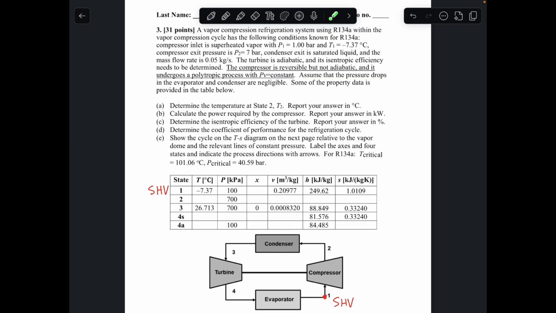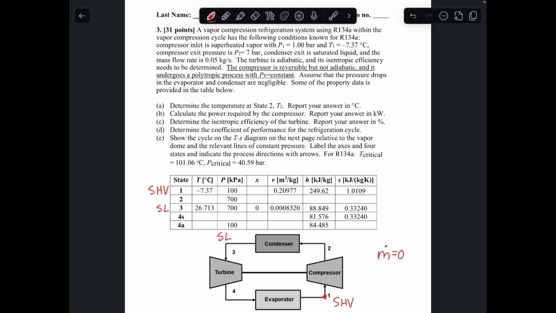Then it says that the compressor exit pressure, P2, is equal to 7 bar. So it tells us that P2 here is 7 bar, or 700 kilopascals. But that's all we have about that state so far. Then the condenser exit is saturated liquid, which would be this state right here at state 3. We would be in this saturated liquid phase. So I'll write saturated liquid. And the mass flow rate is 0.05 kilograms per second. So I'll write that on the side here as well, just so we don't forget.